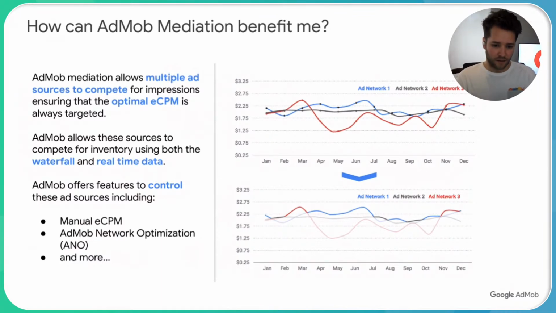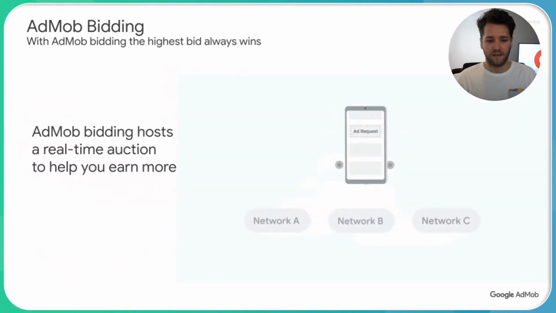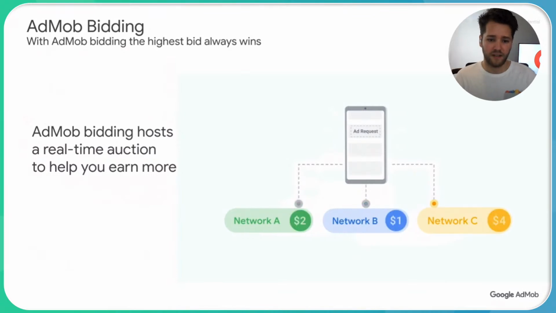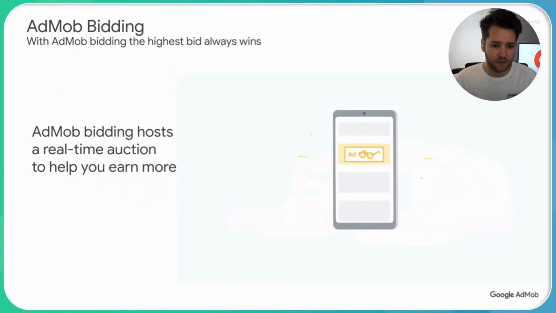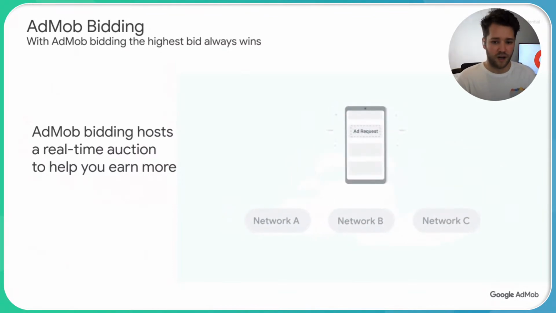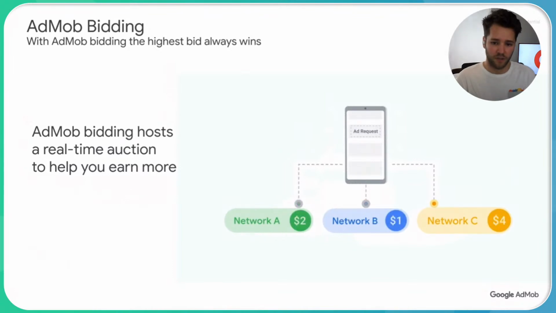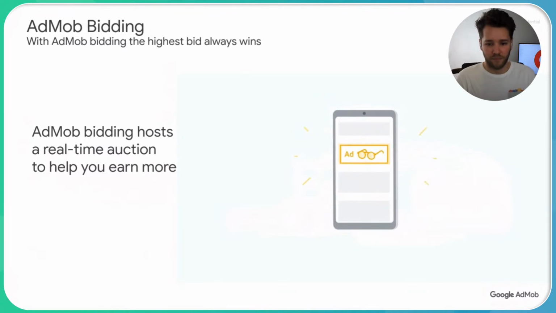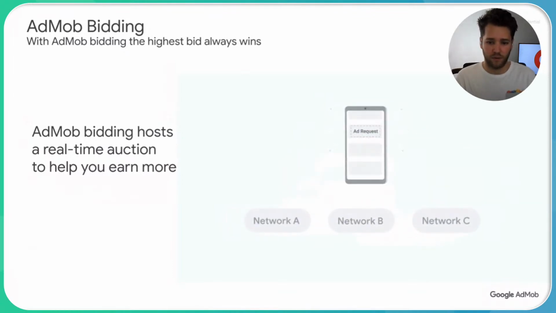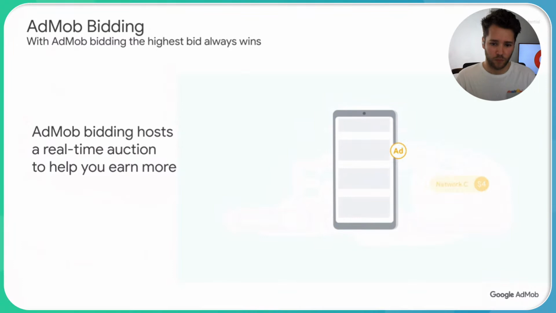The main way now is related to real-time data and bidding. So bidding is working now something like an auction. So all networks are bidding on your ad request, and the one that brings the most revenue will be selected and be shown in your application, and you will optimize your revenue just with bidding.